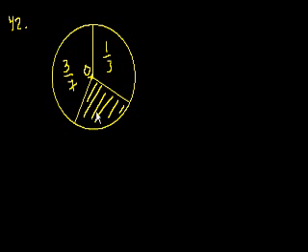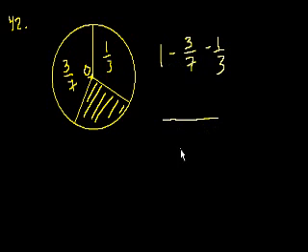So the shaded section is just the whole area minus these two fractions, right? If you said what fraction of the whole area is the whole area, you'd say that's 1, and you'd subtract out these two areas to get the shaded area. So 1 minus 3/7 minus 1/3 is equal to the fraction of the total area that this shaded area is. And let's just add or subtract those fractions.